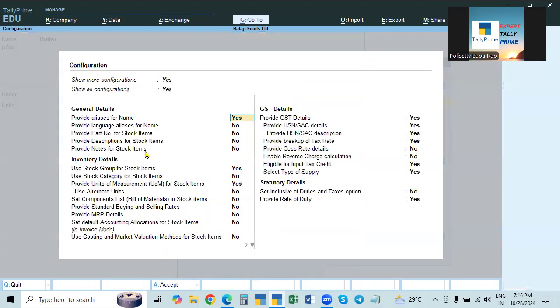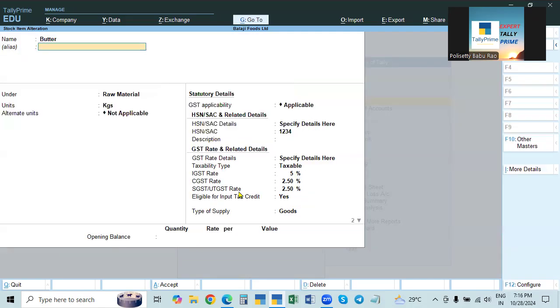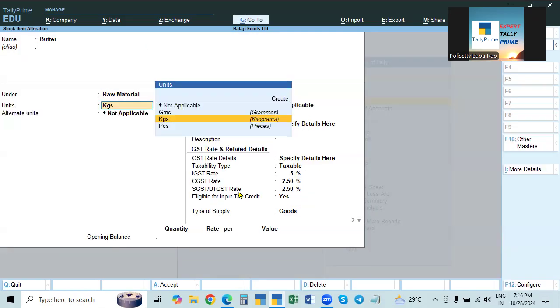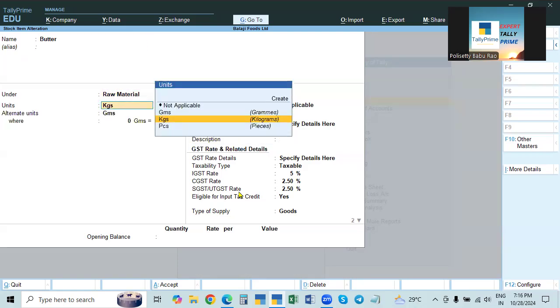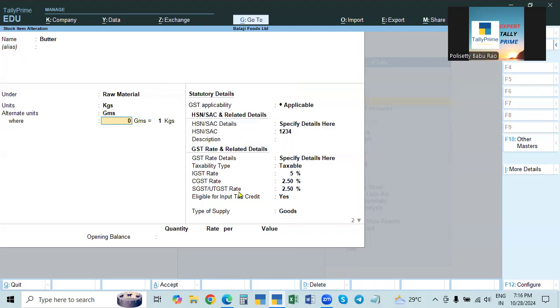For that, go to F12. So after the unit of measure, see alternate unit. Make it yes. So here, after the main unit, then go to the alternate unit. What is the alternate unit? For kg, it is grams. And here, how many units of the alternate unit will be equal to one main unit? So 1000 grams is equal to 1 kilogram.